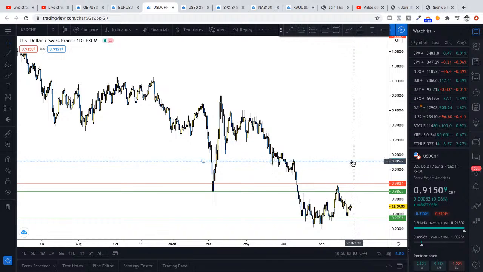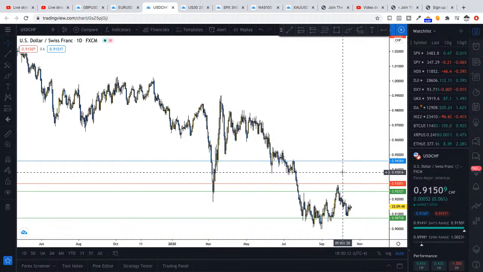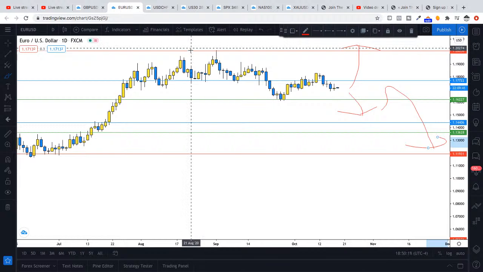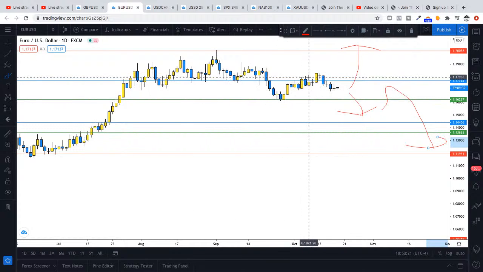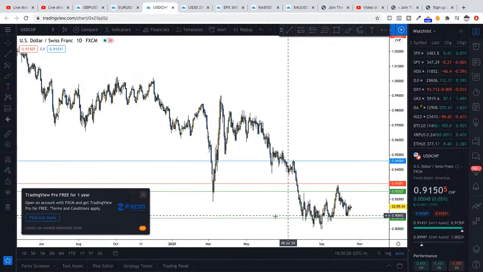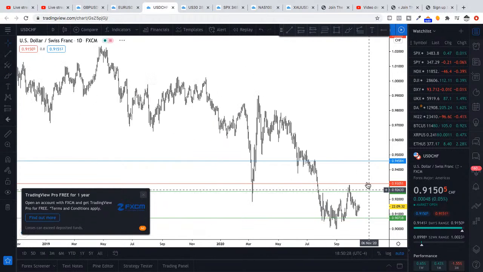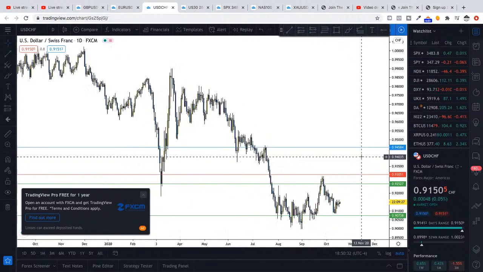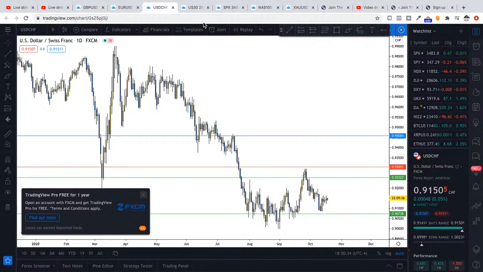Could I be wrong? Of course. Normally, this pair moves opposite to GBP and Euro USD, whereas this one is clearly broken for the lower. This has run out this pool and it's probably now headed up. Could I be wrong? Of course. But we'll wait, get more price action, and then we'll make our decision from there.